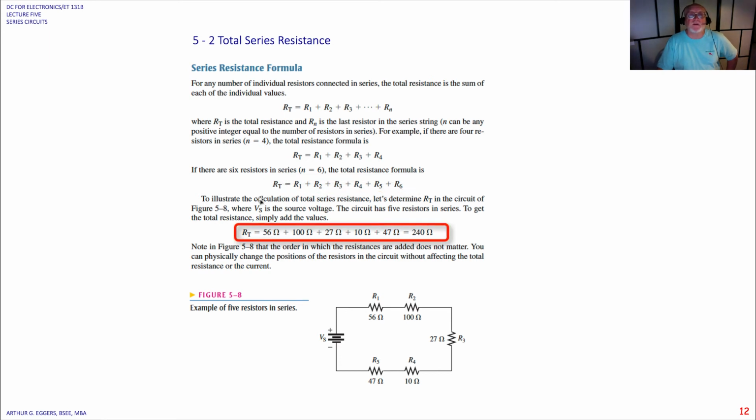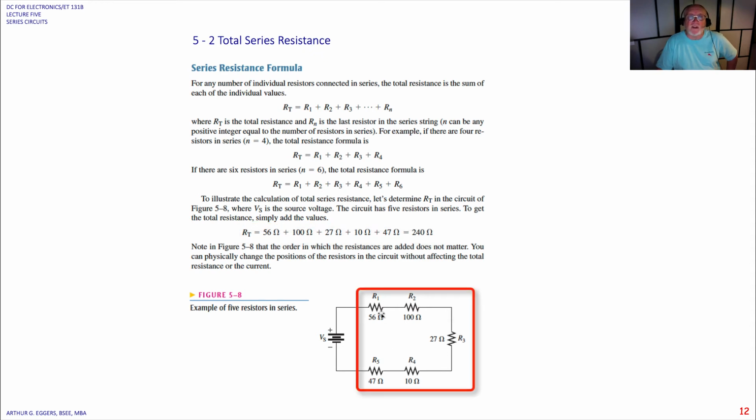So if, from the previous example, we had a 56 ohm, 100 ohm, 27 ohm, 10 ohm, and 47 ohm resistor, when we add these together arithmetically, we get 240 ohms of resistance total. So in essence, you could take all 5 of those resistors and replace them with one resistor, call it R total, and it would be 240 ohms of resistance.